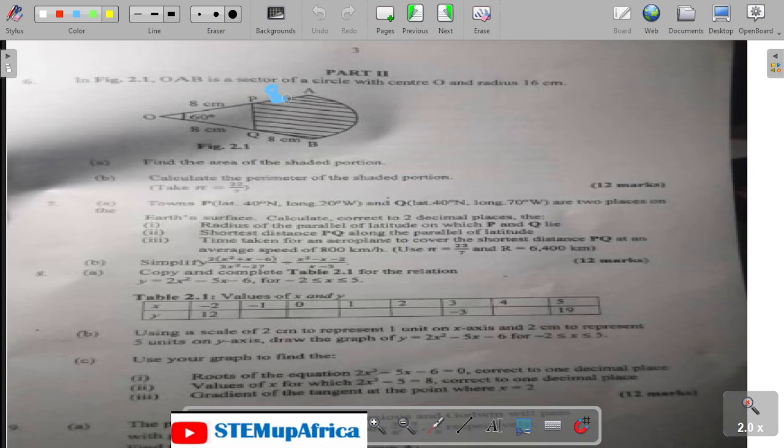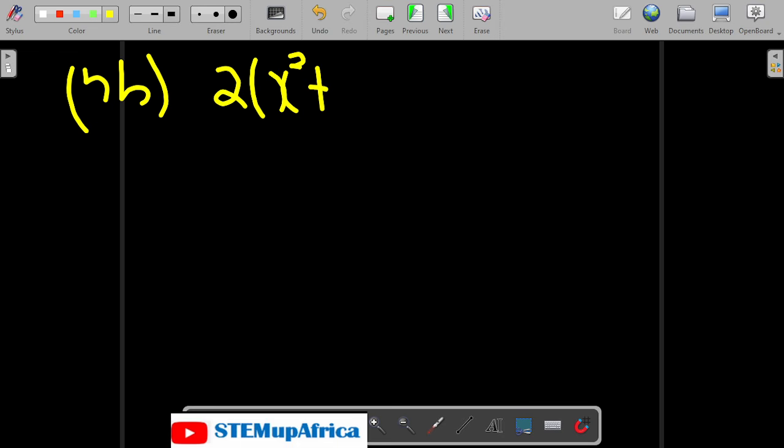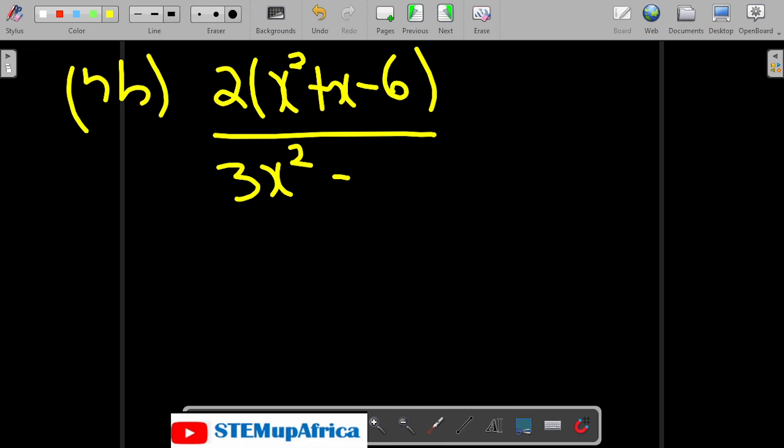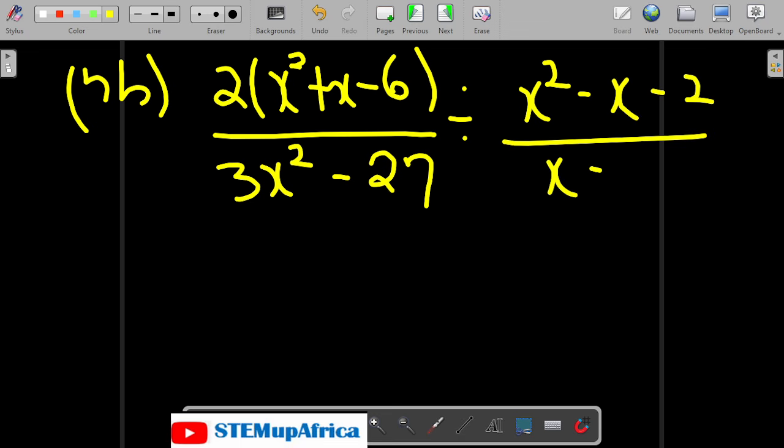So let's go to question 7b. We're asked to simplify this expression. Let me rewrite it. So 7b, we're asked to simplify 2 into x squared plus x minus 6, dividing 3x squared minus 27, divided by x squared minus x minus 2 over x minus 3.